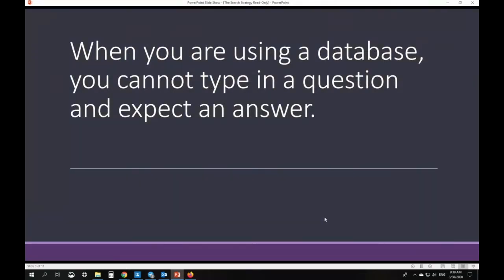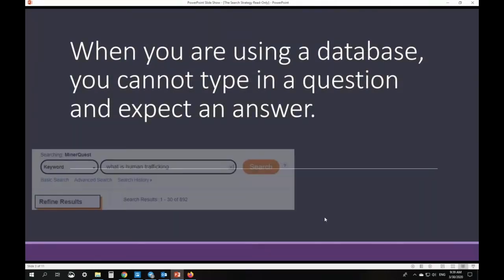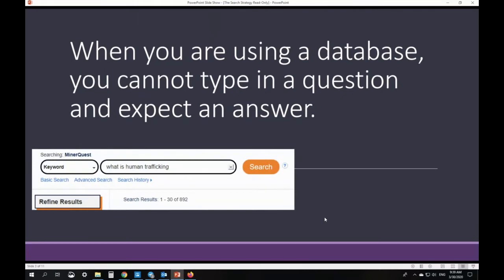When you are using a database, you cannot type in a question and expect an answer. For this example, I am using MinerQuest, which is our discovery layer or search engine that looks through our library catalog and most of our databases. So into MinerQuest, I typed in what is human trafficking. I got 892 results.